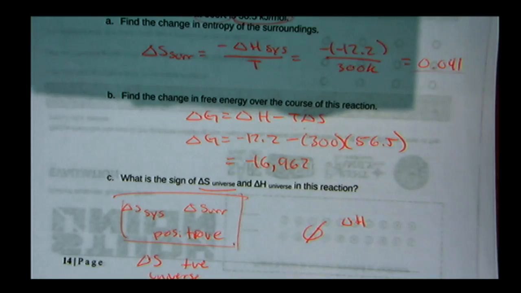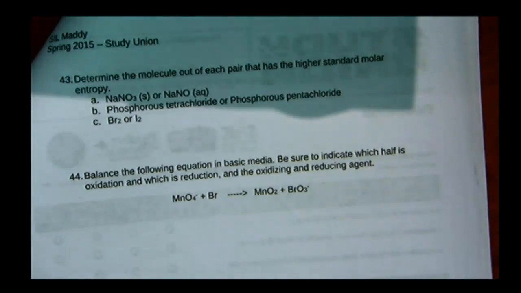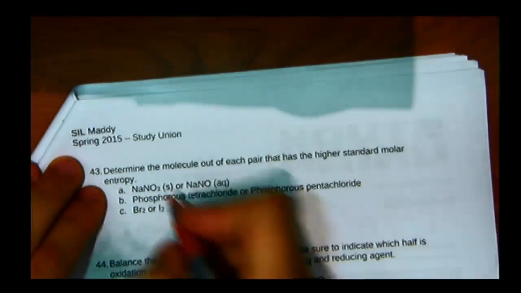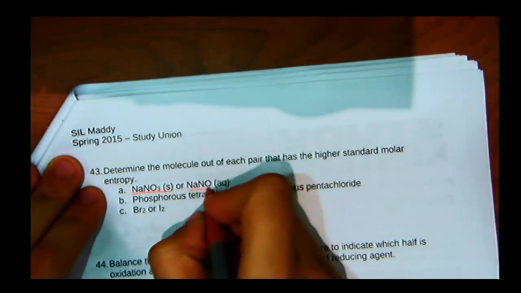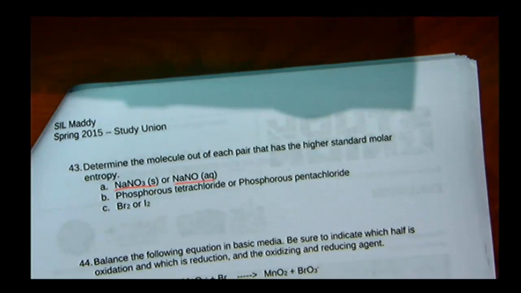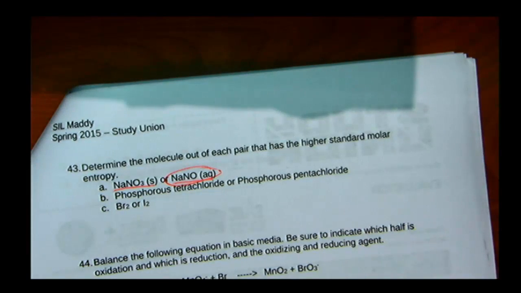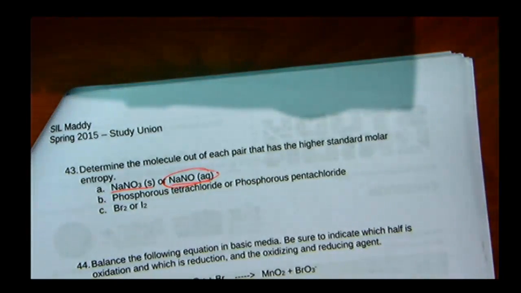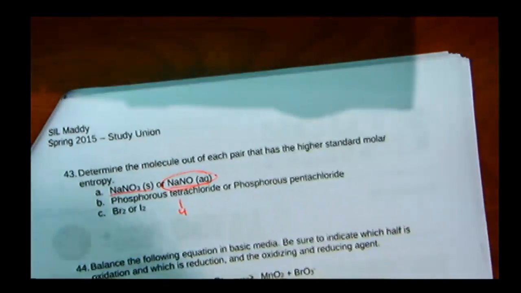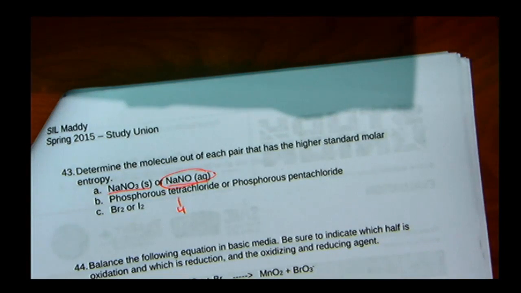Determine the molecule out of each pair that has the higher standard molar entropy. So which one has more entropy? We have NaNO3 solid and NaNO3 aqueous. Which one has more entropy? The aqueous one, because it's liquid, it's moving around, it's active. We have phosphorus tetrachloride. Tetra is how many? 4. And then phosphorus pentachloride. How many is penta? 5. And so which one has more molecules? Penta. And so therefore that one has more entropy because there's more stuff going on.